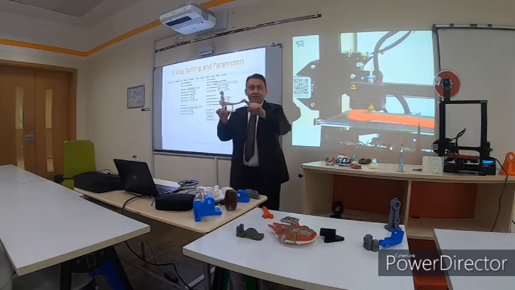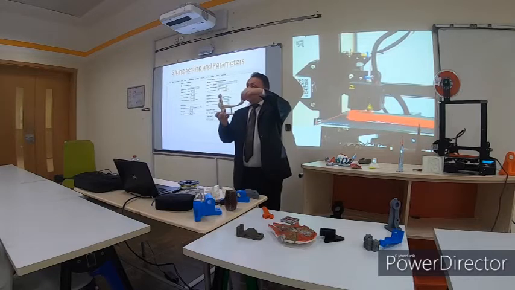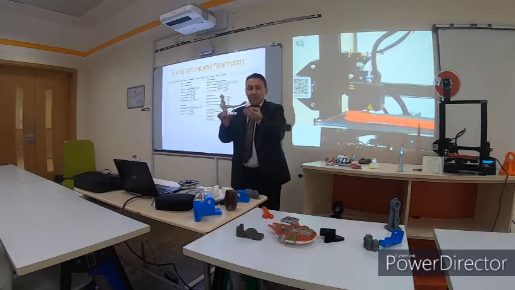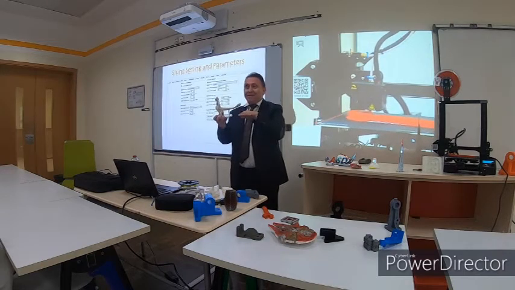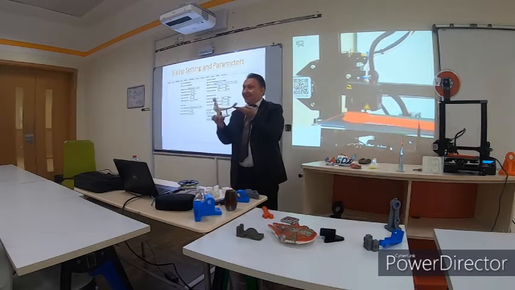This one, can you see this tail? How will the printer print this in the air? What's underneath this? It shouldn't be empty. The printer prints support material until it reaches here.